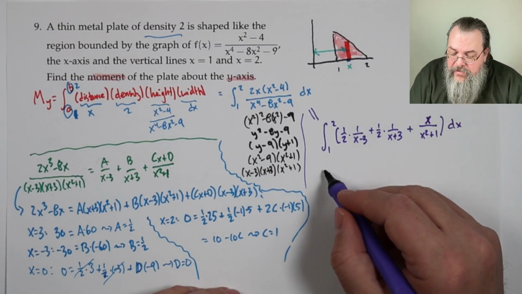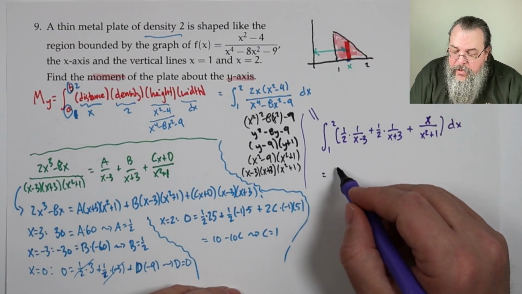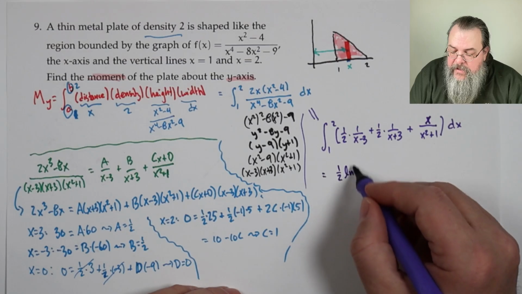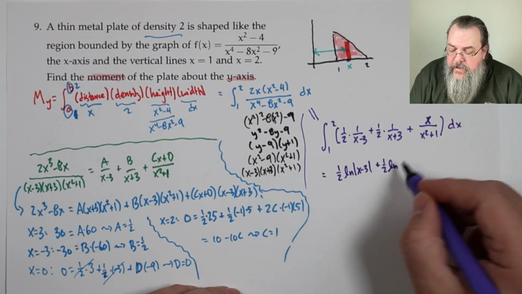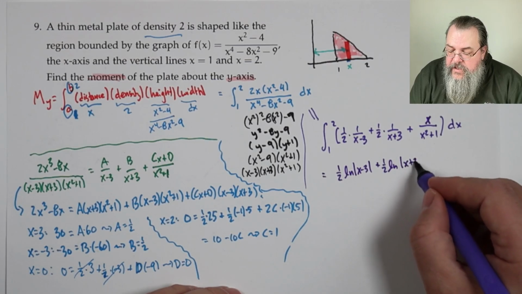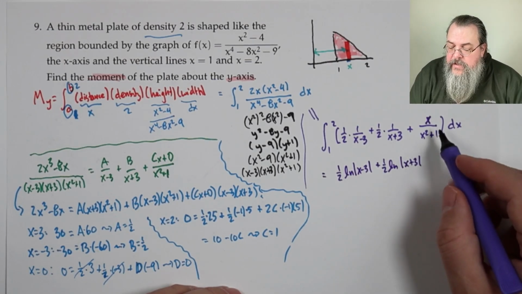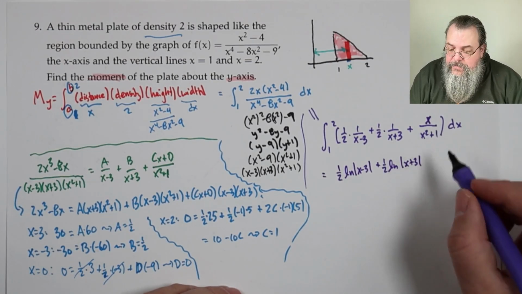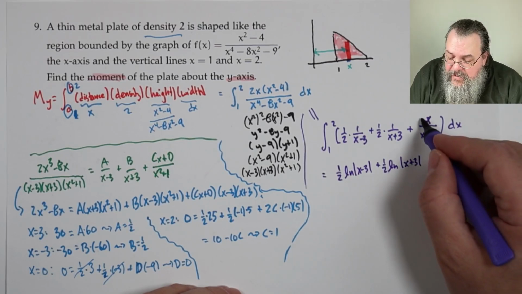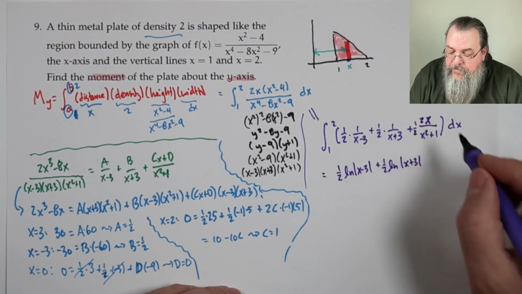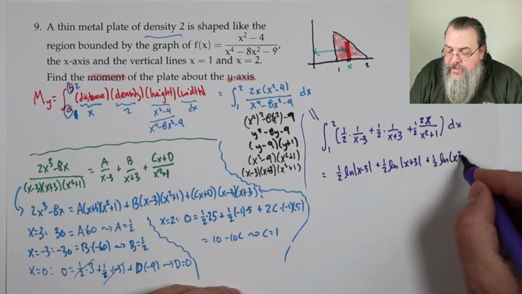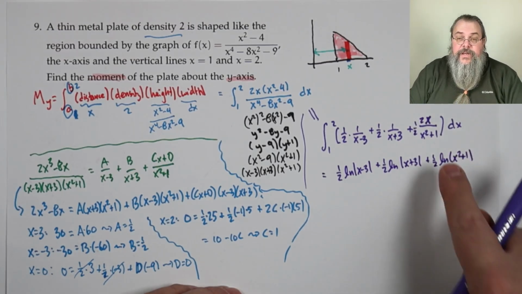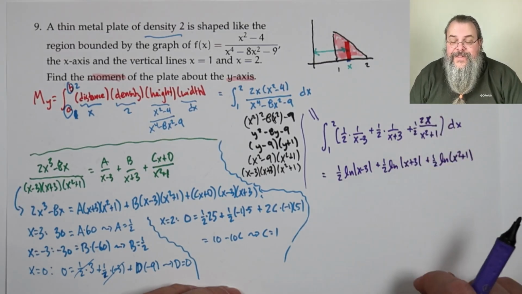And we say, okay, so this is equal to 1/2 log absolute value of x minus 3, plus 1/2 log of x plus 3, and the integral of x over x squared plus 1, if you multiply here by a 2 and then a half in front, becomes 1/2 log of x squared plus 1. Because the derivative of x squared plus 1 is 2x.